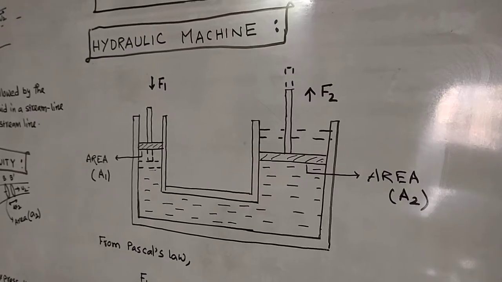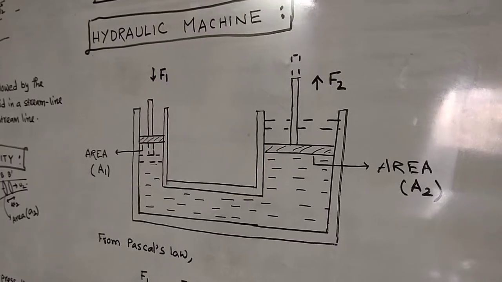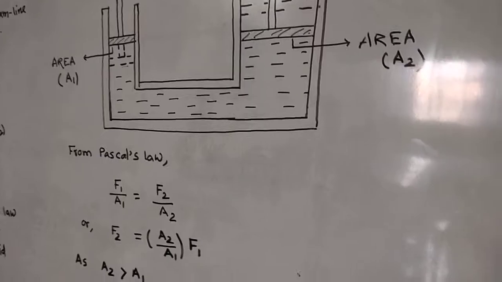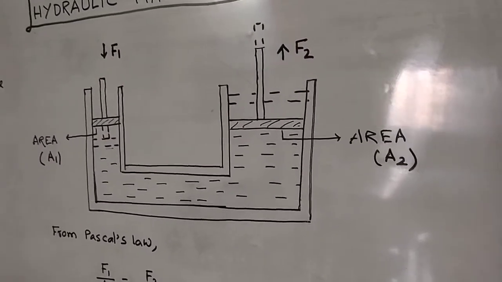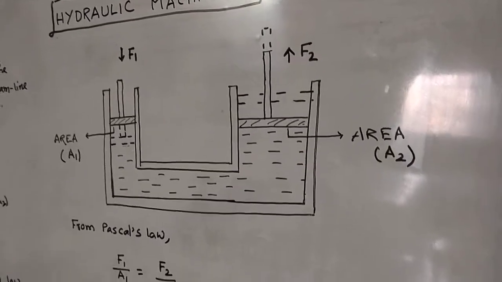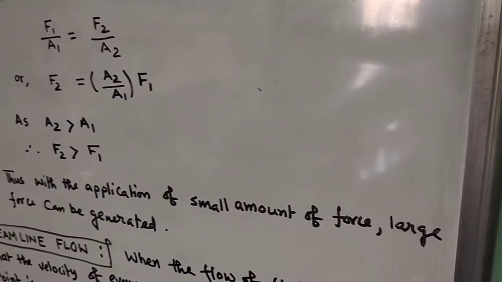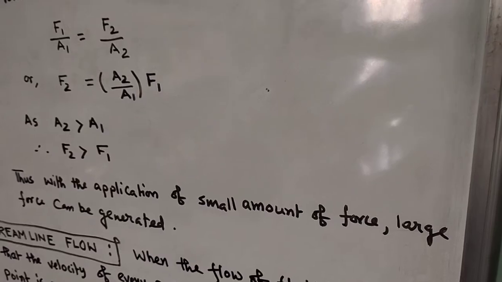That's why this is a machine. Machines basically have output high and input low. So here we are going to use the strange property of the liquid as put forward by Pascal, and that is, pressure transmits through the liquid with undiminished magnitude. So what we have written: thus, with the application of a small amount of force, a large force can be generated.